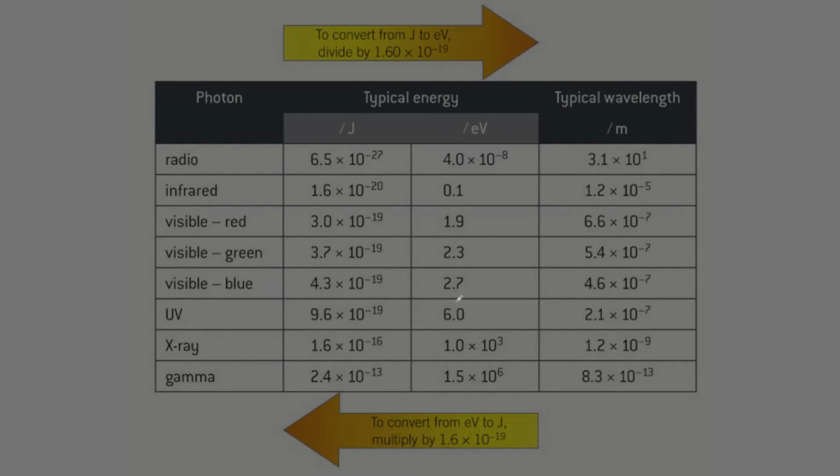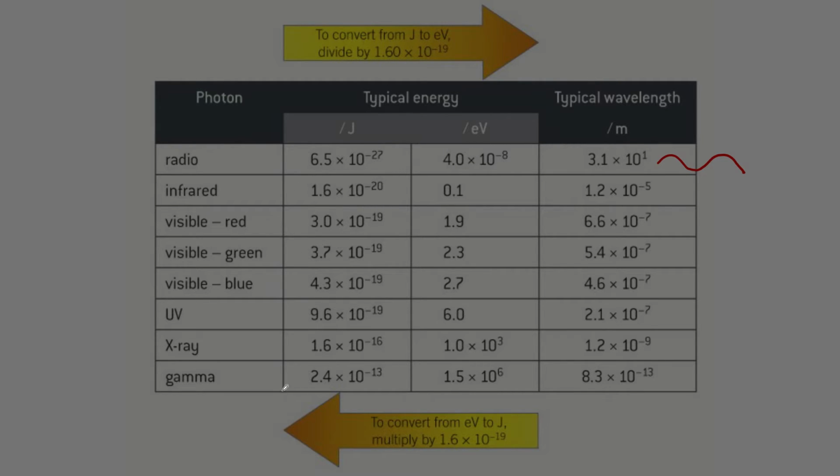So we can see from this chart here we've got photons of different electromagnetic waves in the spectrum, starting at the top with radio waves, which have the longest wavelength. They have a wavelength somewhere in the region of 3 meters, which means they've got a long wavelength. That means they've got a low frequency. That means they've got a low energy. So radio waves carry 6 times 10 to the minus 27 joules per photon, or 4 times 10 to the minus 8 eV. They haven't even got much energy in terms of eV.